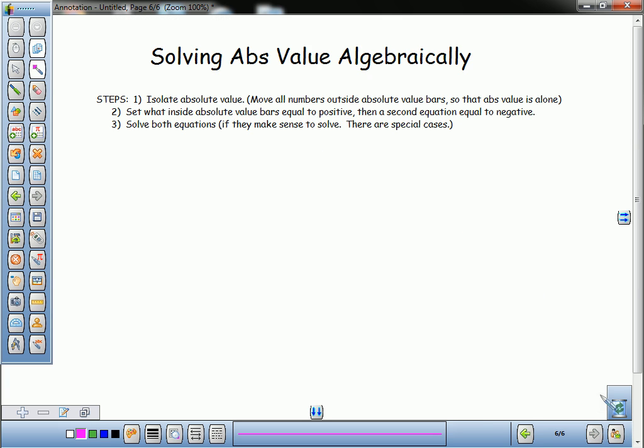All right, now this is the part I like. This is the part we use the most. Algebraically, how do you solve? So go ahead and press pause, write down these steps, and then we're going to do two examples, or a few examples together.